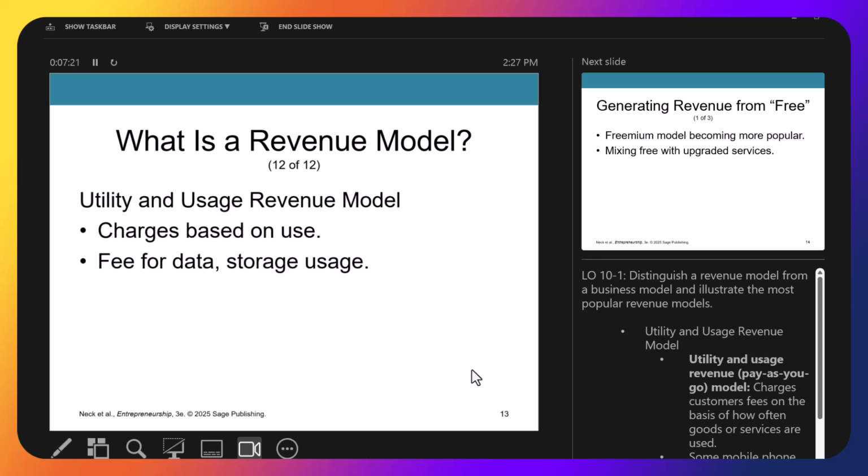Utility and usage revenue model. Charges based on use. Fee for data, storage, use. Okay, right off the top of your head, what comes to mind? Your electric company. This is exactly what we're talking about. The electric company, the gas company. This is exactly the model that they use.